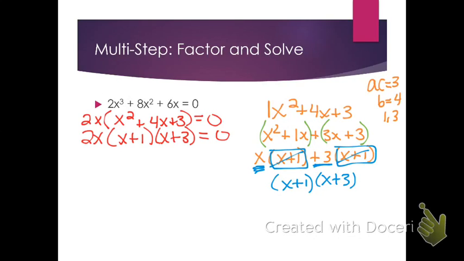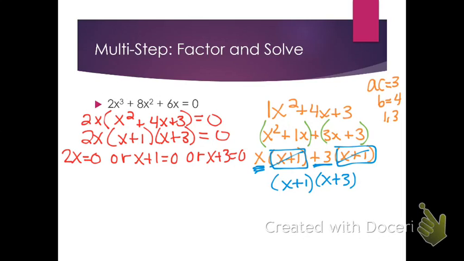And I'm ready to use my zero product property. I have three things multiplied together this time, and I'm ending up with an answer of 0, which means one of those three things is 0. So either the factor of 2x is 0, or the factor of x plus 1 is 0, or the factor of x plus 3 is 0. And I'll solve all of them.